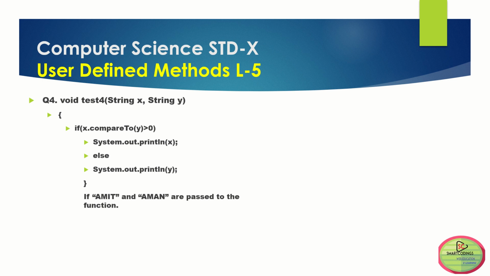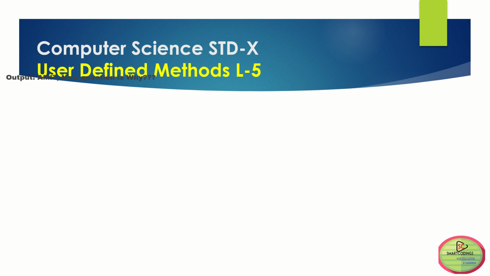If Amit and Aman are passed to the function, we are passing two strings starting with capital A. See, A and M both are the same. The only difference starts from I and A here. In Amit it is I, and in Aman it is A. From the third alphabet, the difference starts. So the output is Amit. Now the question is why.